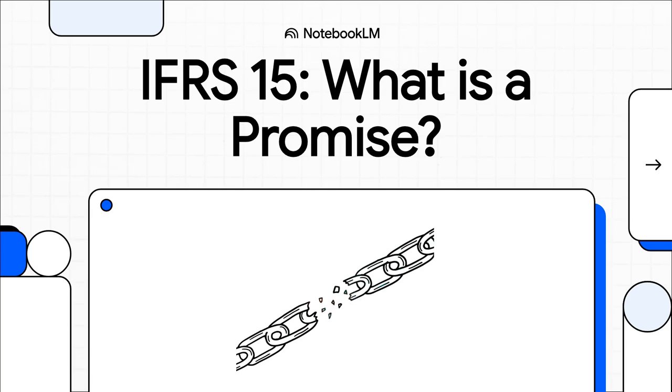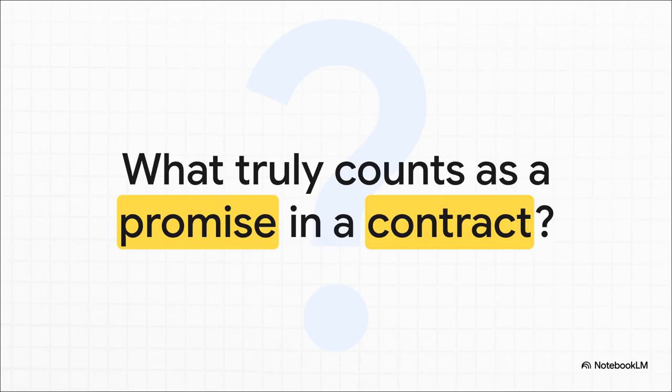Okay, so when does a simple promise you make to a customer turn into, well, a complex accounting headache? That is the question at the heart of Step 2 of the IFRS 15 revenue standard. Today, we're going to break down how to identify your performance obligations, which is really just a fancy way of figuring out exactly what you've promised to deliver. It sounds so simple, doesn't it?